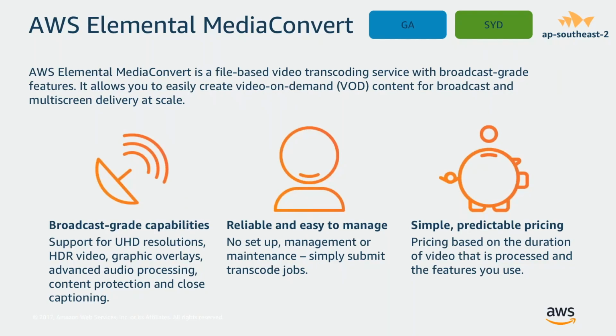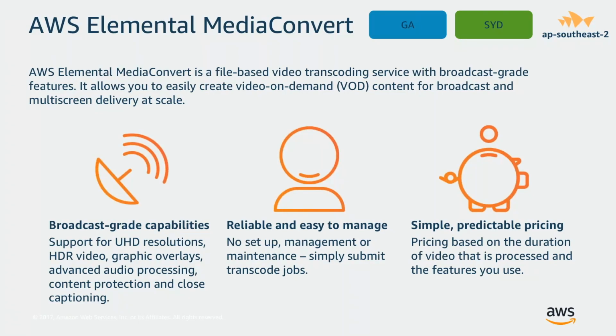This allows you to transcode file-based assets, differentiating this service from the Amazon Elastic Transcoder service. MediaConvert is designed to be broadcast grade. It supports ultra-high definition or 4K resolution content, graphics overlays, content protection, multi-language audio, closed captioning support, and professional broadcast input and output formats. To use the service, one simply creates a new transcode job, configures the job settings, and then starts the processing.